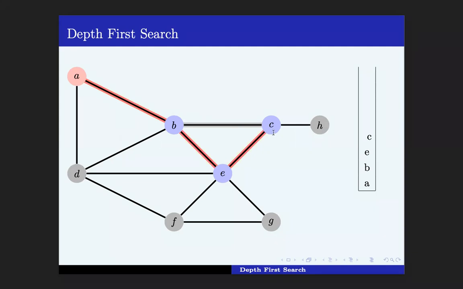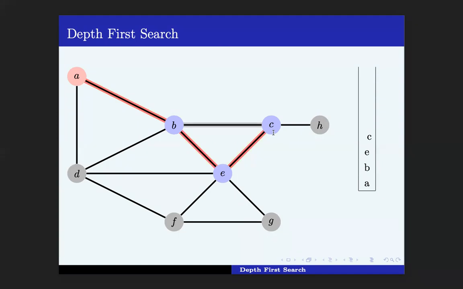B is in the neighborhood of C, but B is marked blue. Therefore, we don't need to go there. We are doing all of these things, right? So this set of things we don't want to do multiple times.